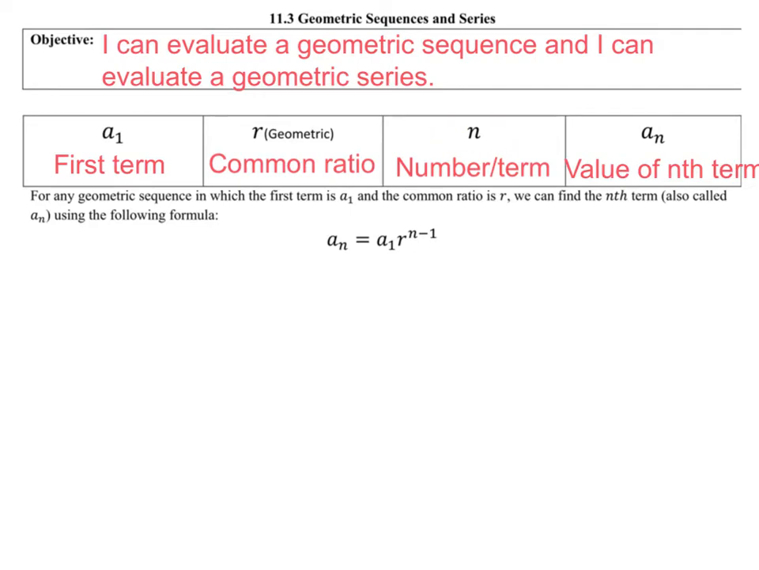N is still going to represent a number or a term, and then A sub n is going to be the value of that term. So if I say what is the value of the fifth term, N is going to be 5, and you're going to be solving for A sub n. For any geometric sequence in which the first term is A sub 1 and the common ratio is R, we can find the nth term, also called A sub n, using the following formula.